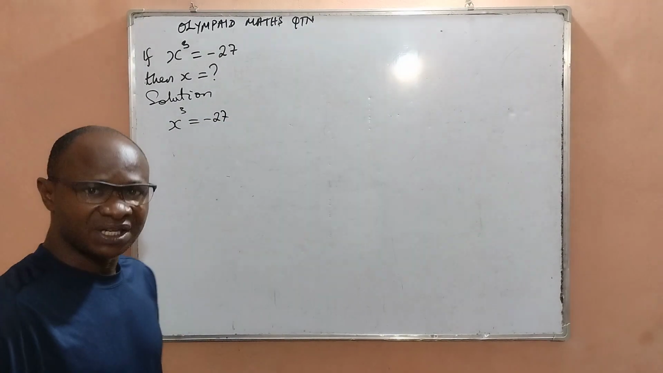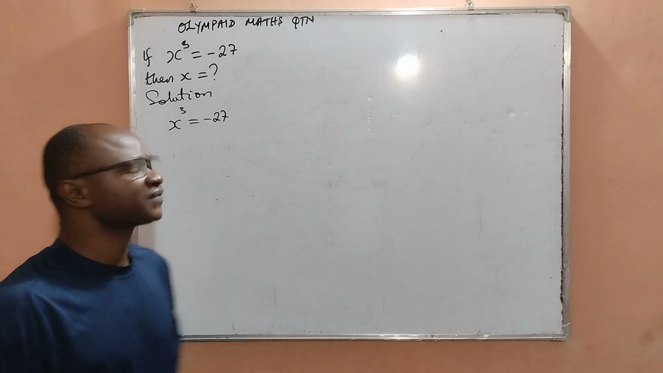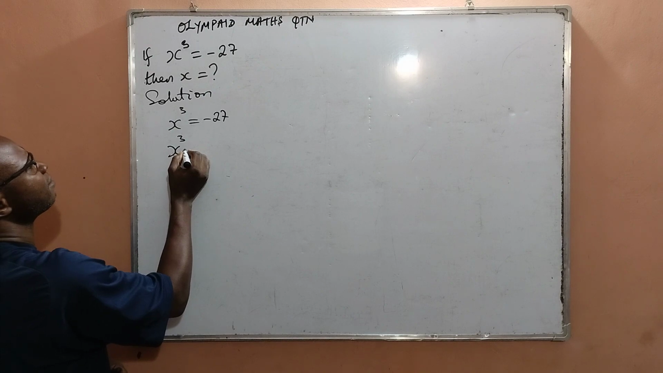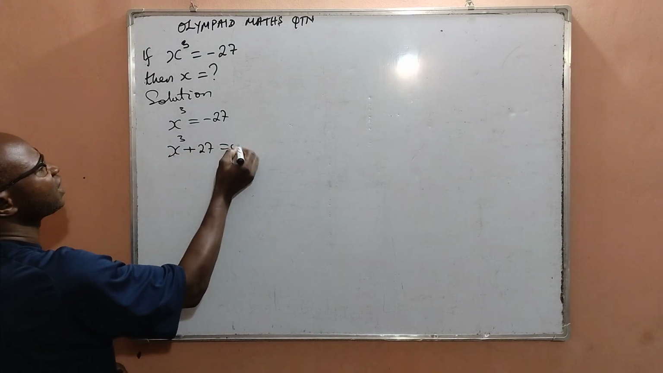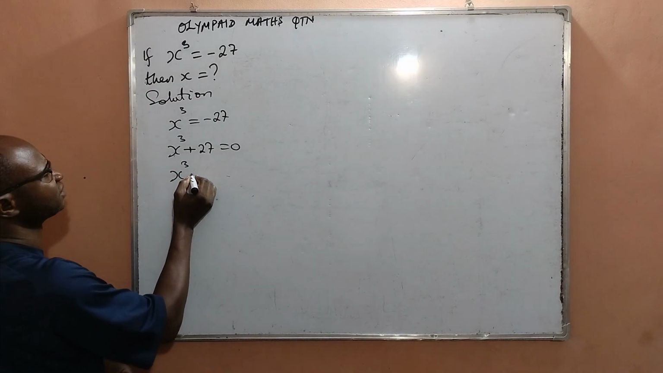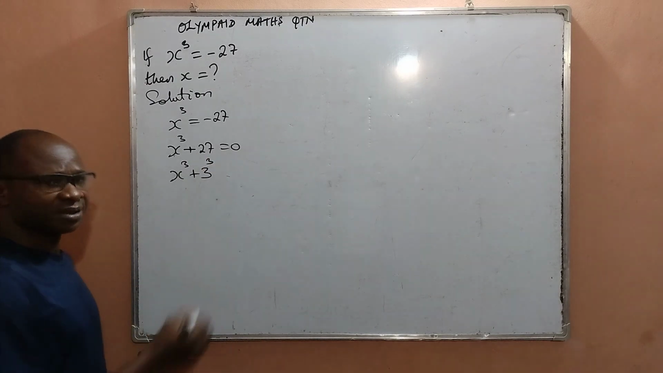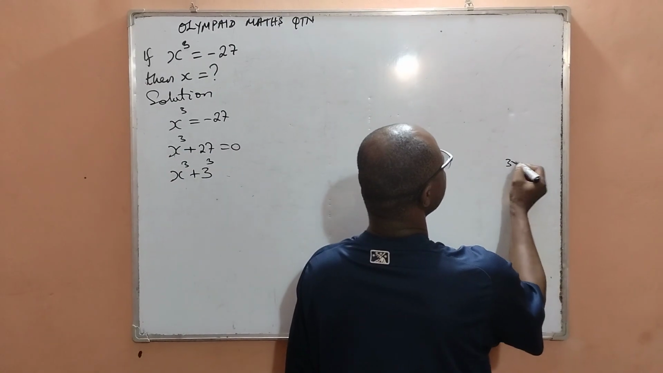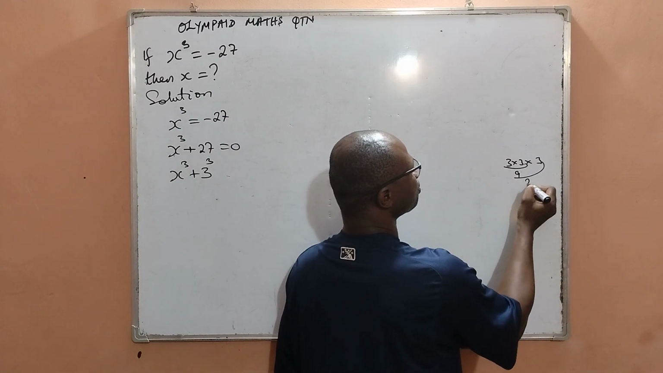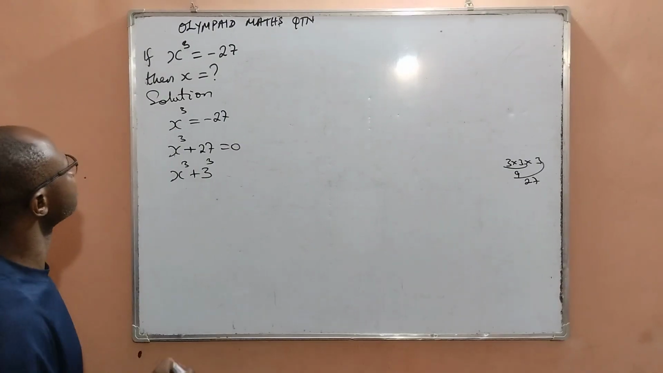27. First and foremost, I will move negative 27 from the right hand side to the left hand side to get x to the power of 3 plus 27 equal to 0. Also, I can write 27 as 3 raised to power 3. Yes, because 3 multiplied by 3 multiplied by 3, 3 times 3 is 9, and 9 times 3 will give us 27. So 3 to the power of 3 is equal to 27.